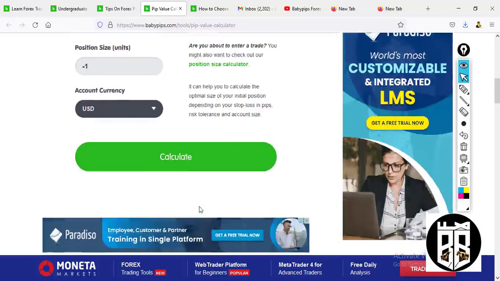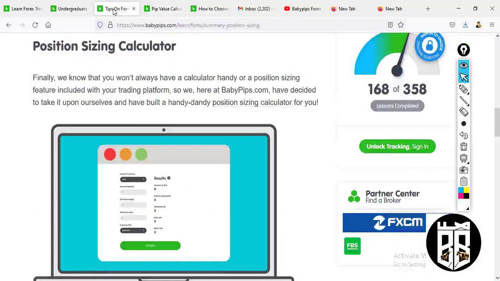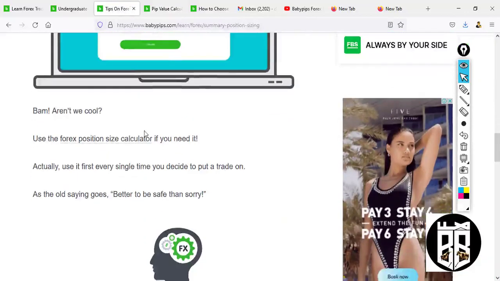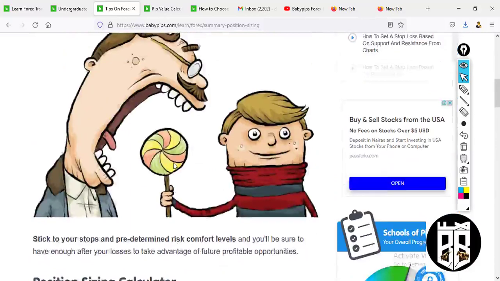And once you say calculate, it will give you the unit that you are risking for that particular position. Okay, so come back and play with it. So use the forex position size calculator if you need it. Actually use it first every single time you decide to put a trade on. As the old saying goes, better to be safe than sorry.